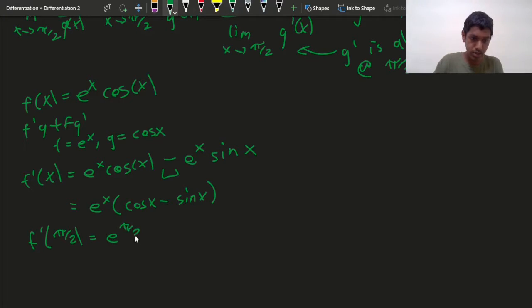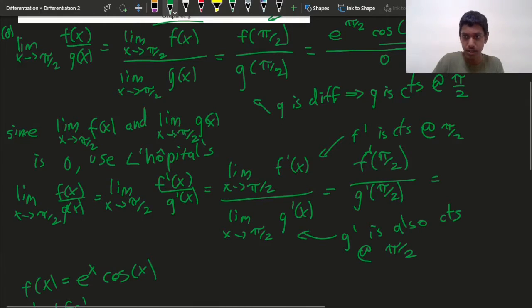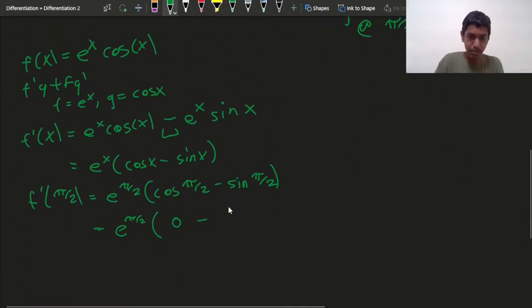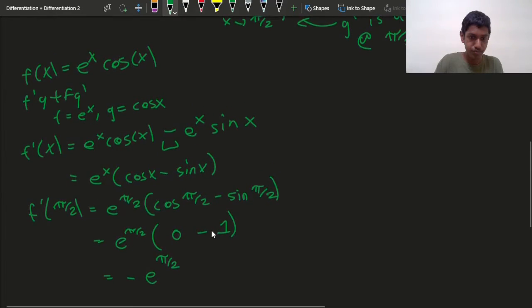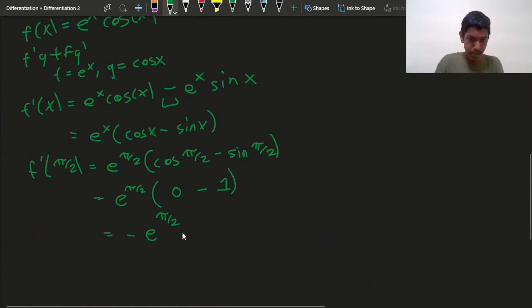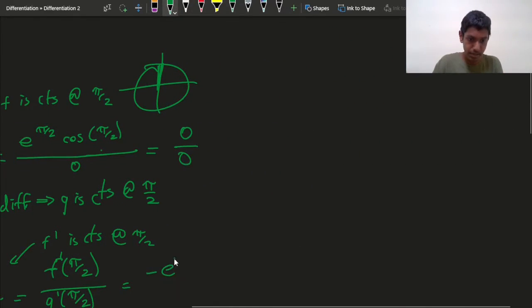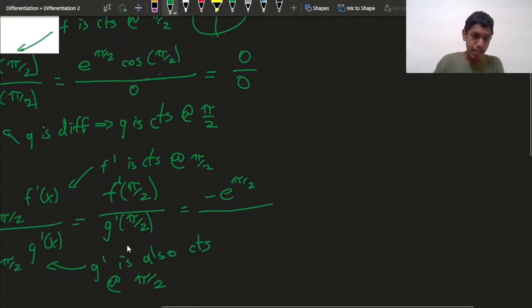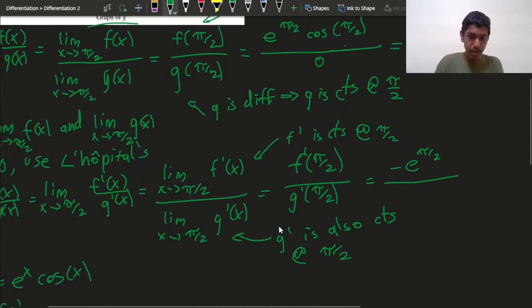Alright, we get this ugly e to the pi over 2, but that's okay. Get some trig functions that we can evaluate. And so e to the pi over 2, and then cosine pi over 2 will be 0, right? That is what we used over here. And sine pi over 2 will be 1, so you just get minus e to the pi over 2. Okay. So, right, f prime of pi over 2 is minus e to the pi over 2, right? And then g prime of pi over 2, well, what is that?